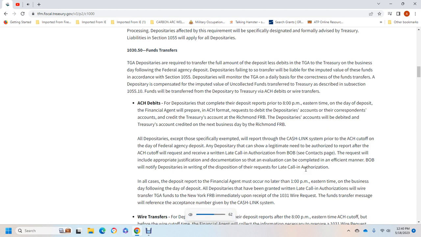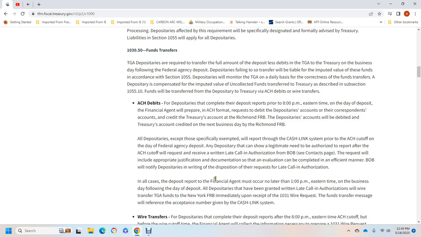All depositories, except those specifically exempted, will report with the CashLink system prior to the automatic clearinghouse cutoff on the day of the federal agency deposit. Any depository that can show legitimate need to report after the automatic clearinghouse cutoff will request and receive a written late call authorization from the BOB. The request will include appropriate justification and documentation. Once the evaluation is completed, the BOB will notify the depositor in writing of the late call-in authorization.